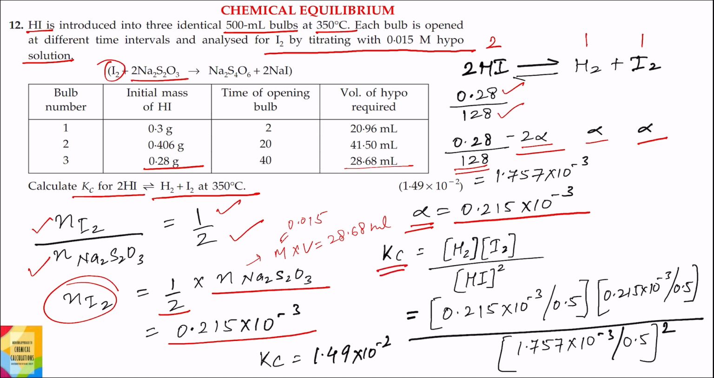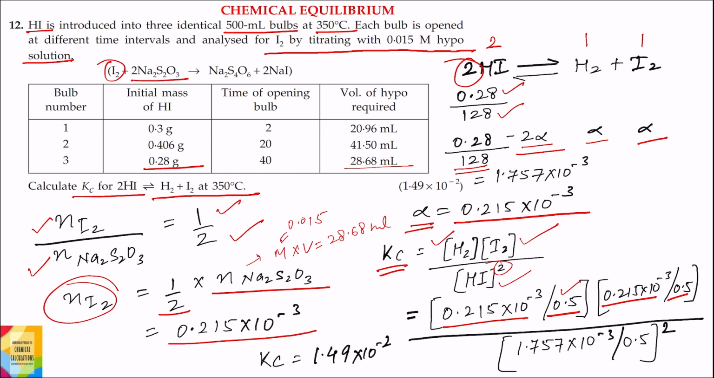So Kc is equal to, now volume of the bulbs is 500 milliliter. So converting it into liters, it is 0.5 liters. So in moles per liter, the concentration of hydrogen will be moles of hydrogen divided by volume in liters. Then iodine will be moles of iodine divided by volume in liters. And then moles of hydrogen iodide.